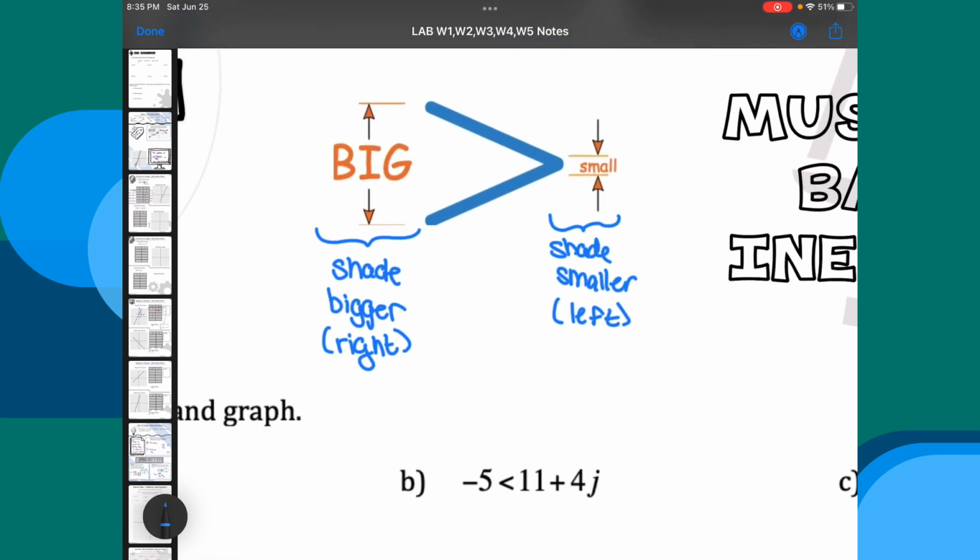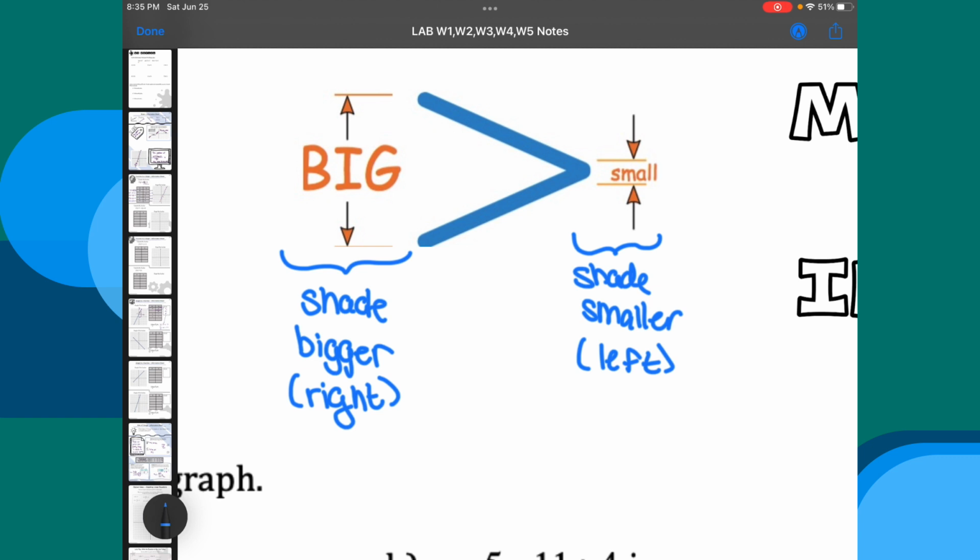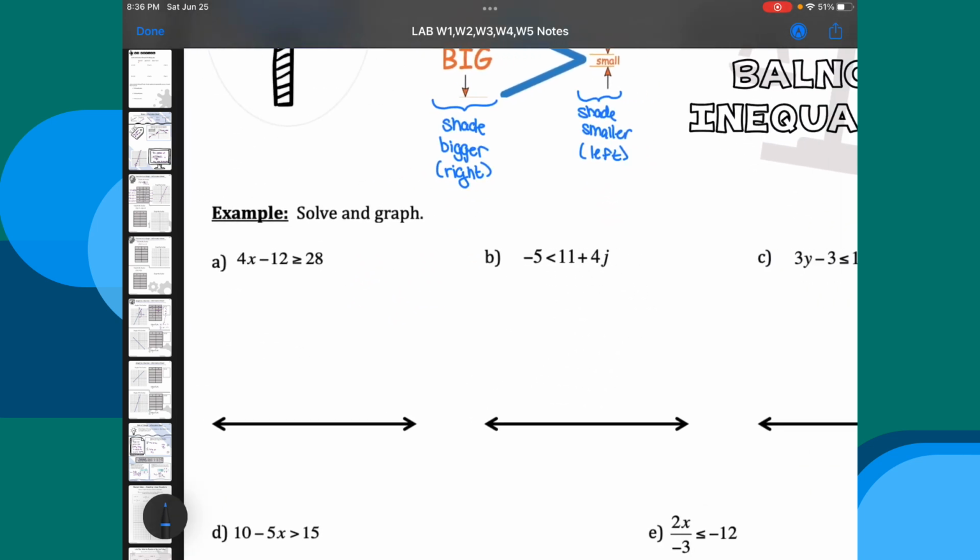And as a reminder to shading, when you have x on the big side, we shade to bigger numbers. That means we go to the right. Or if x is on the smaller side of the inequality, we would shade to smaller numbers. That would be the left side of the inequality.